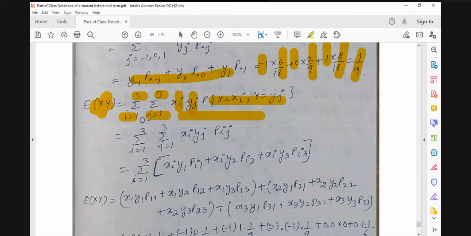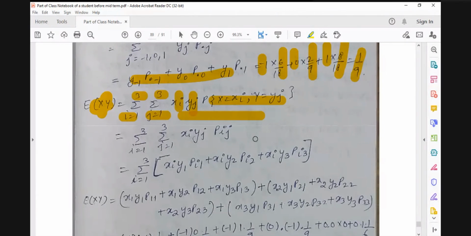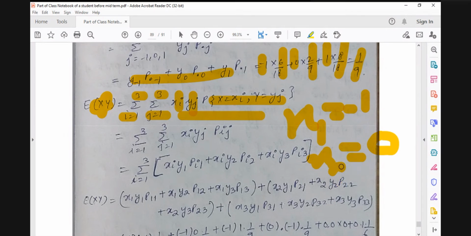So instead of writing this 3, you write i goes from minus 1 to 1, and you also write j goes from minus 1 to 1. If you write like that, then you can easily map your question. Otherwise, you have to restructure like this: x1 is actually minus 1, x2 is actually 0, and x3 is actually 1.